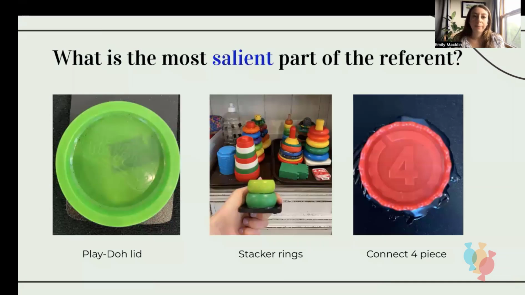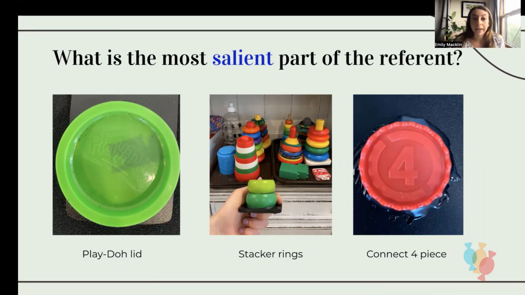So if making tangible symbols is new to you, what I want to really highlight is the thought process of what's the most salient part of the referent. Okay, so think about the user's experience when you're considering the activity that you're symbolizing. So a Play-Doh lid might be a great symbol for someone who takes the lid off the Play-Doh themselves. They feel it. That's what they're engaging with, that they're taking it off.